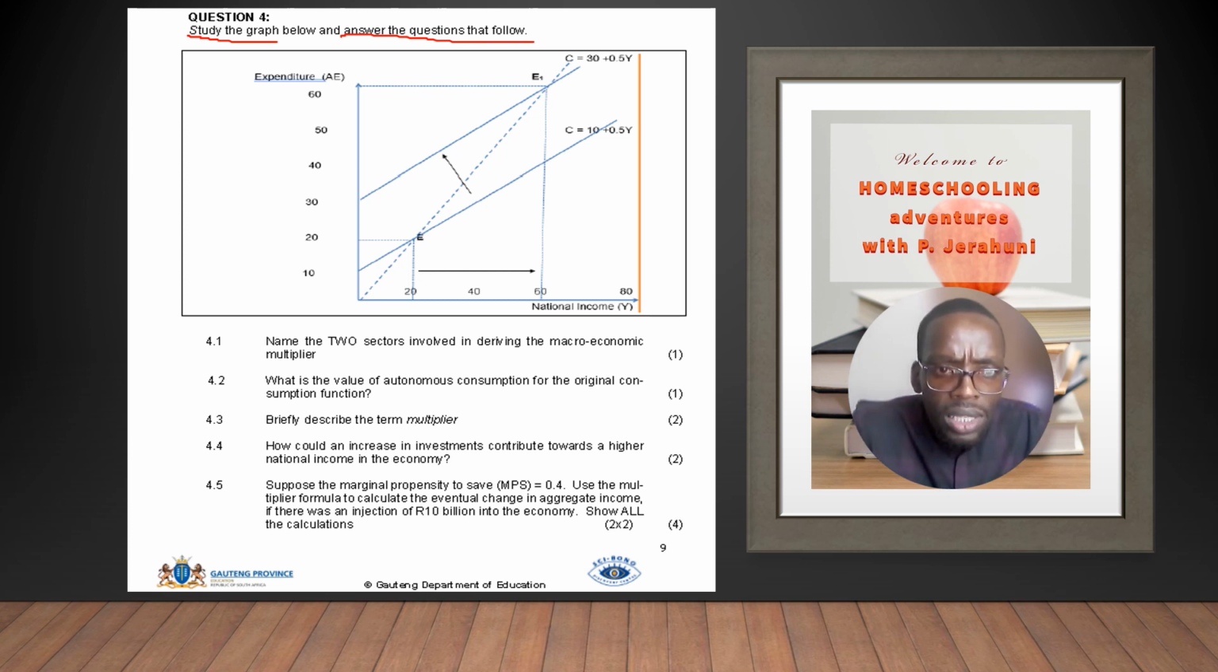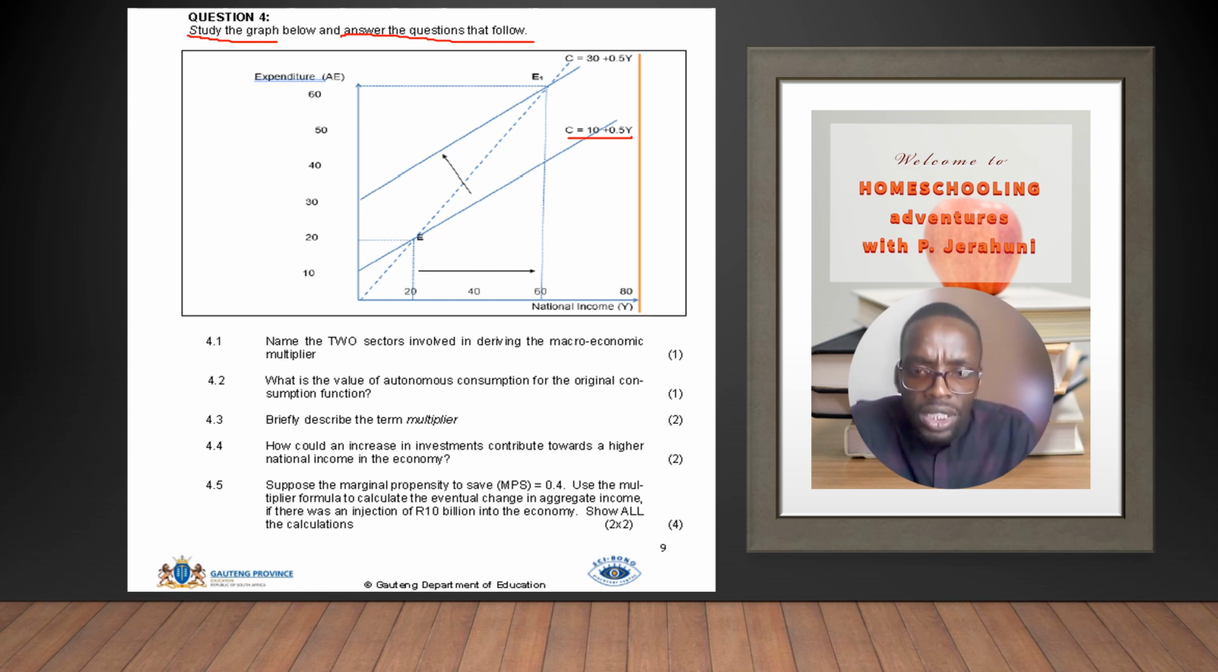What we can see here appears to be the multiplier graph. It's the multiplier that is shown in a graph. On the y-axis we have expenditure, and on this side we have national income. We can also see that our consumption function, our C there, is equal to 10 plus 0.5 of income. Now this is divided into two.